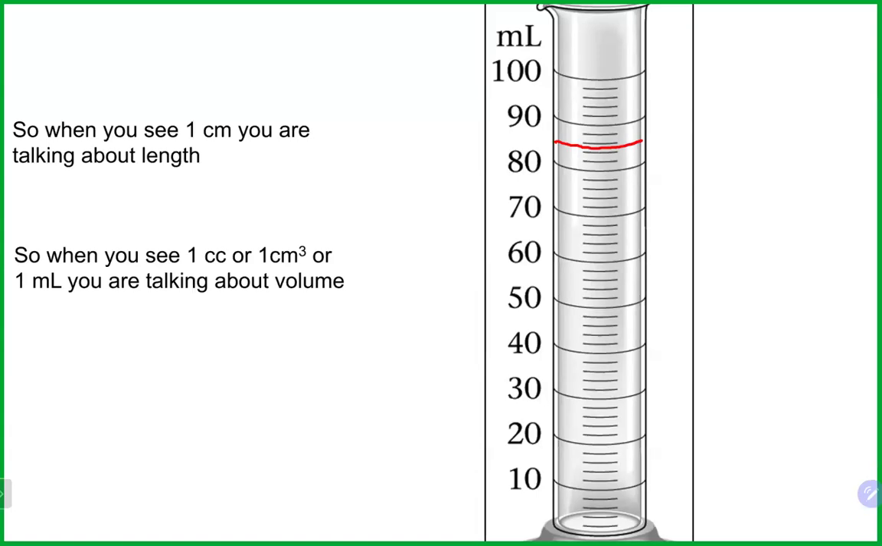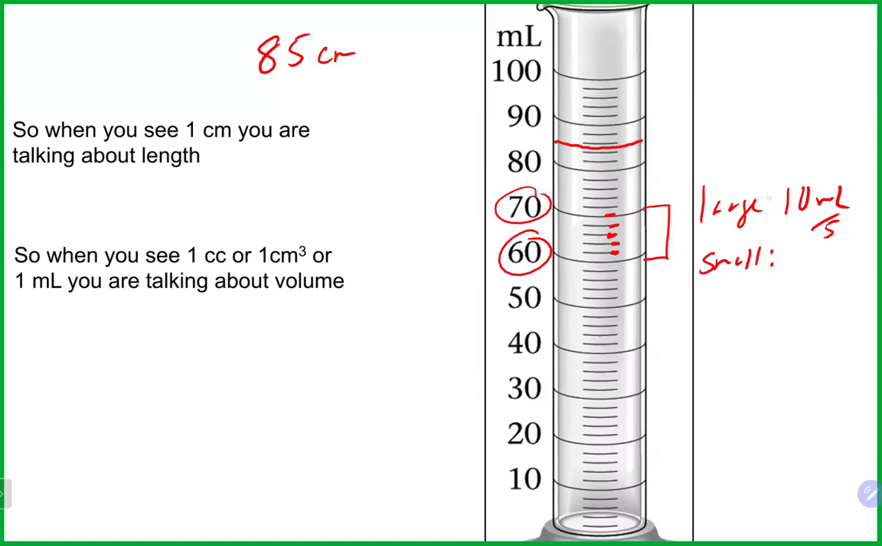All right, so what do we think? What should it be? 85? Okay. All right, so let's see. So we look at our scale here. This is 60, this is 70. So our large markings are 10 milliliters. In this case, there are 1, 2, 3, 4, and 5 markings, which means each of our small markings is actually 2 milliliters, which if we divide by 2 tells us the best we could do is plus or minus 1 milliliter in this case.